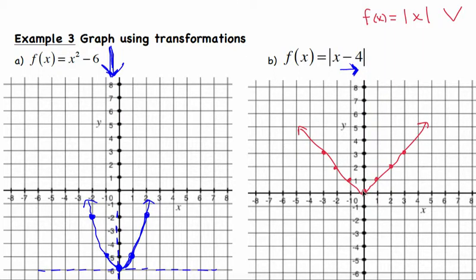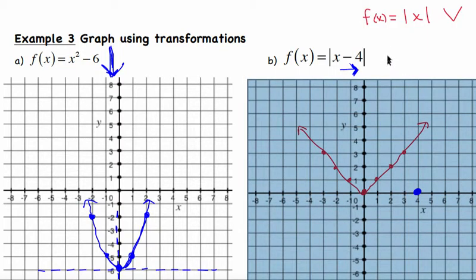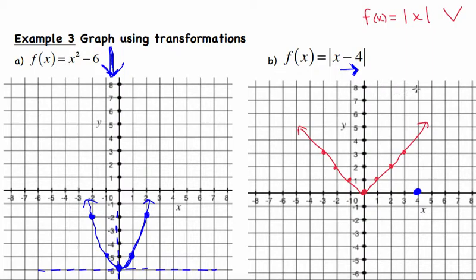And so we need to move right 4. So I'm going to count 1, 2, 3, 4 spaces. That is going to be my new origin. I take my original origin, which is 0, 0, and I move it over 4 spaces. And then you do not need to have the dashed lines in.